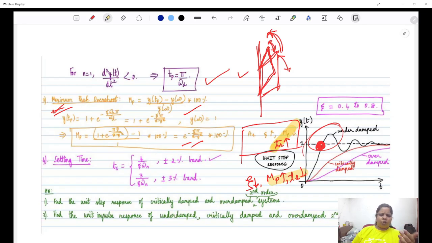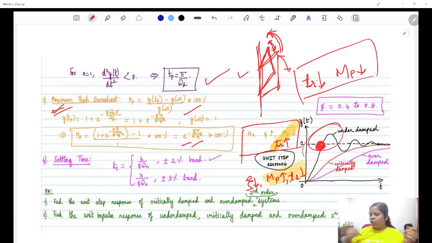Okay, we want both of these things. We want less rise time and we want less maximum peak overshoot. Both of the things do not go together. You have to compromise between them.